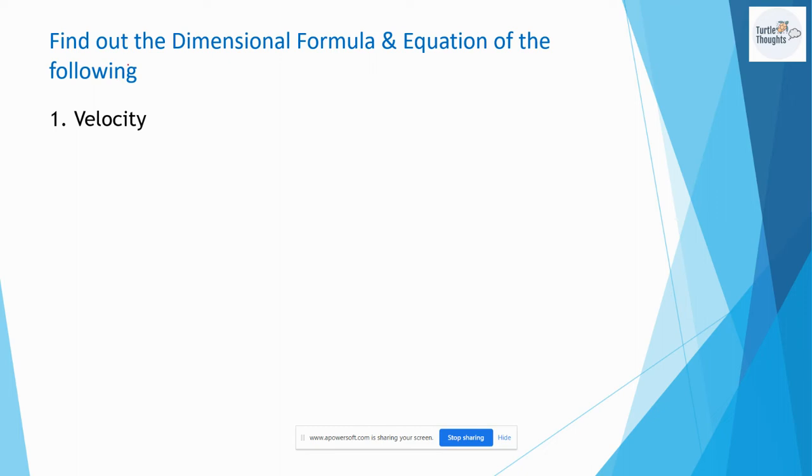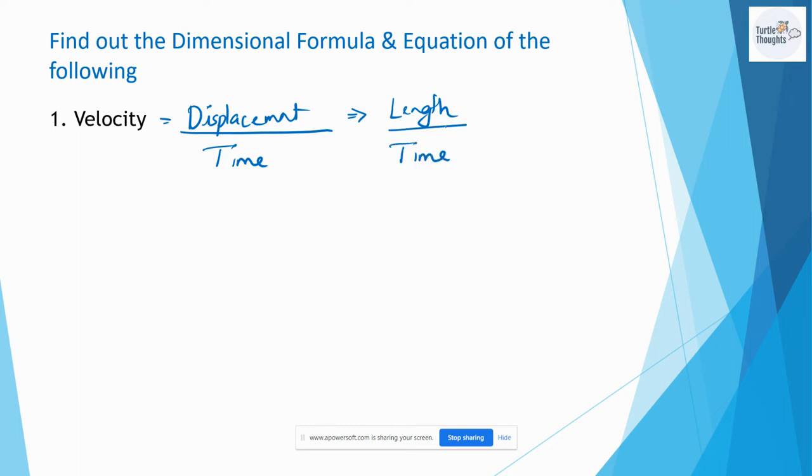Here we have the question. Find out the dimensional formula and equation for the following. The first one is velocity. So what is velocity? I know that velocity is displacement over time. Displacement, what are we measuring here? Basically, we are measuring our length here, and time itself is a fundamental quantity, so I will be writing time. Do we have a symbol for length and time? Yes, we have the symbol L for length, and for time it is T.